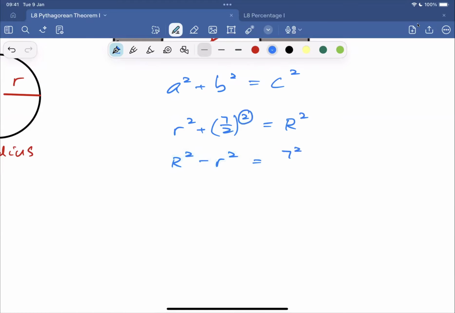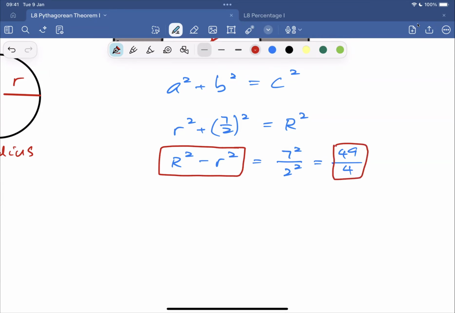Whenever you have a power of 2 outside a bracket, then everything will be to the power of 2. So what is 7 to the power of 2? 49. Yep, 7 times 7. And what is 2 to the power of 2? 4. Yes. So what we have just found out is big R squared minus small r squared will give us 49 over 4.